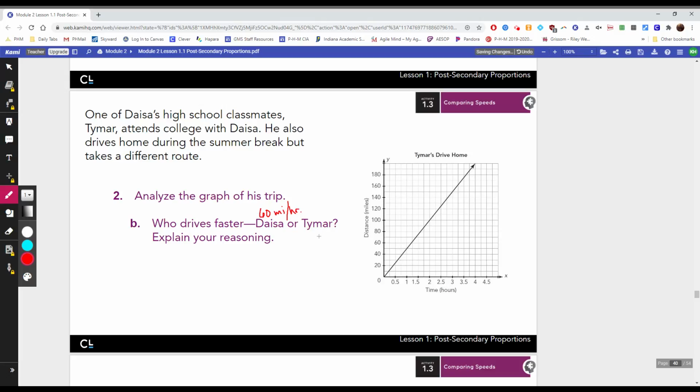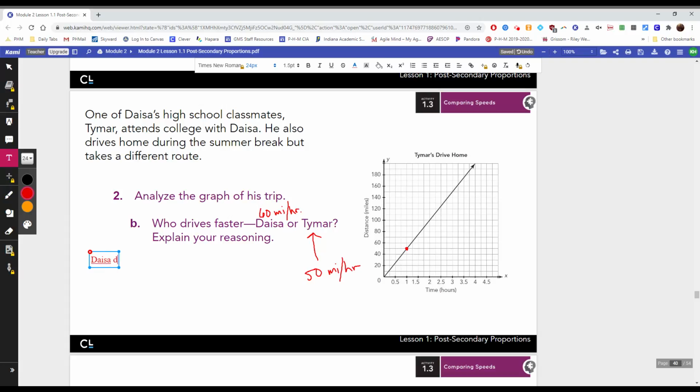So let's look for Tamar's, which is we want to know how many miles per 1 hour. So let's find 1 hour. Here's 1 hour on the graph. So we're actually looking at that point right there, and that looks like it's 50 miles per hour. So that means Deja drives faster because her unit rate is larger. She drives 60 miles per hour, Tamar's 50 miles per hour.